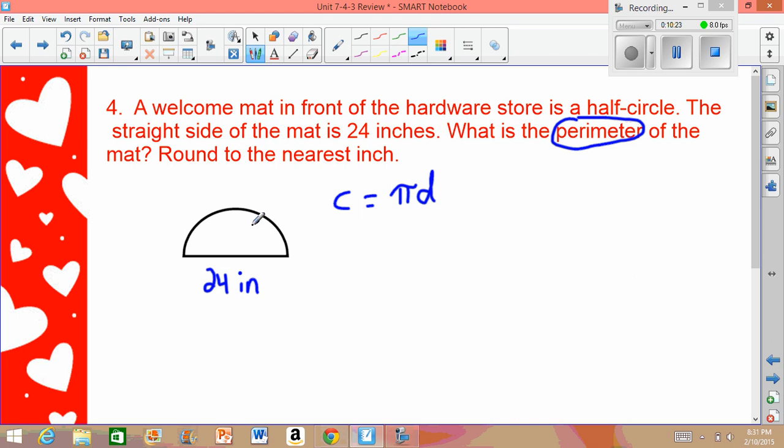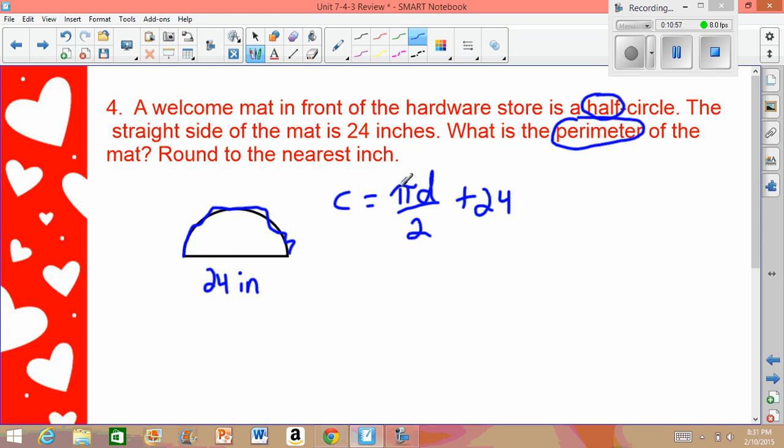But we have a little work to do because I don't need the whole circle circumference. I only have half a circle. So at the end, I'm going to have to take this answer, and I'm actually going to have to divide it by 2 because I have half the circle. But that half the circle is just this kind of blue part that's going around. We also are going to have to add this 24 at the bottom for the bottom part of our mat. So I'm going to go ahead and put that plus 24 in our formula.